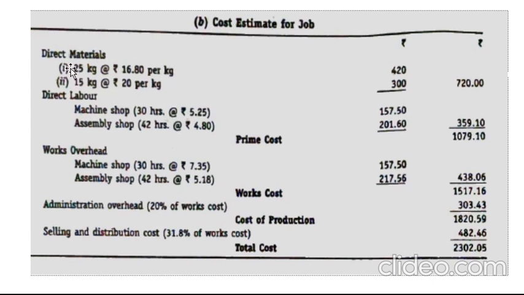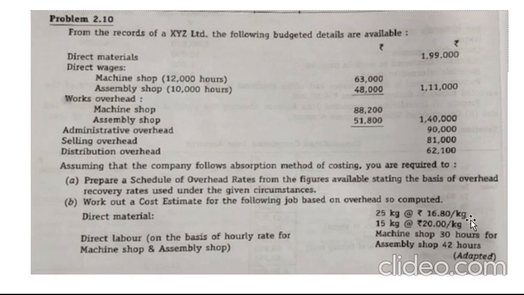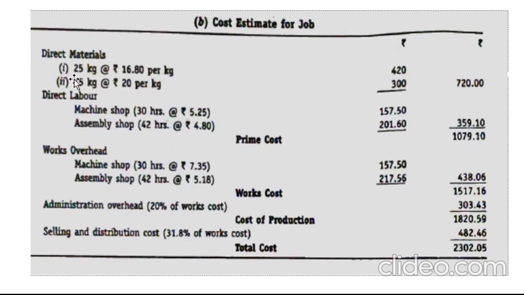Direct materials is for 25 kg at rupees 16.80 per kg as per the question we have taken. Then 15 kg at rupees 20 per kg. So 25 into 16.80 will give you 420, and 15 kg into rupees 20 will give you 300. 420 plus 300 will give you 720 rupees. Next you have direct labor.